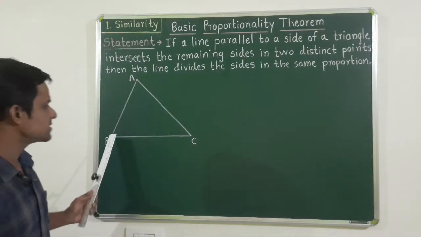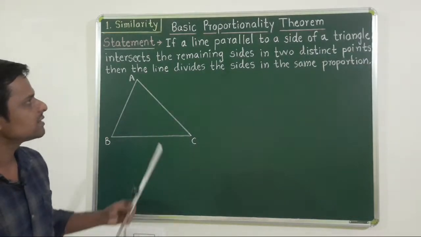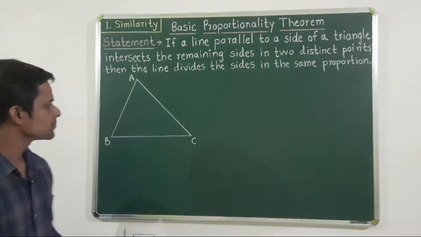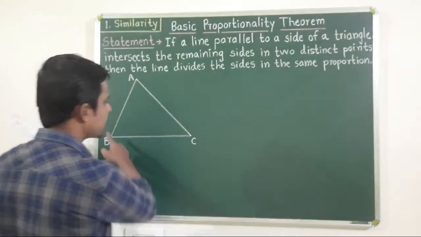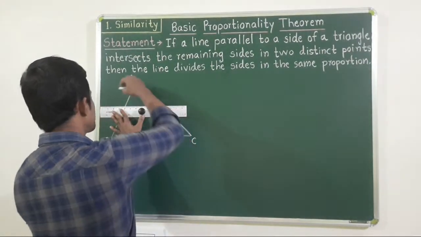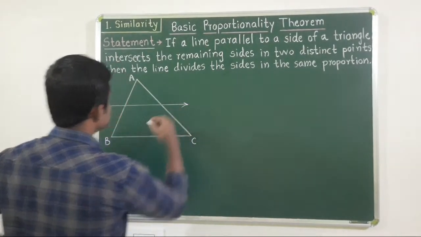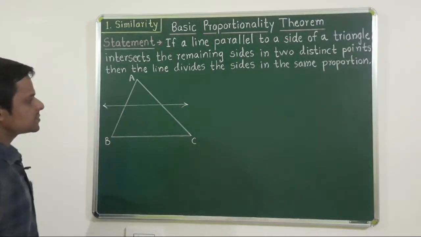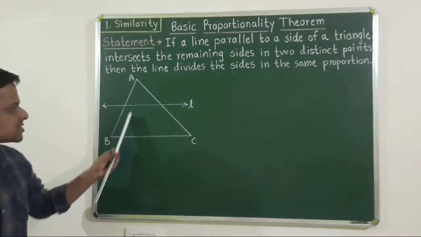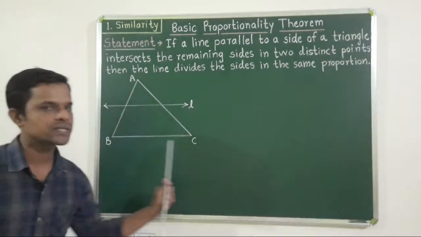Suppose we consider side BC of this triangle, and we'll draw a line which is parallel to side BC. We'll draw any line parallel to BC. Suppose line L, it is like this, and it is parallel to side BC. This is the next step of our diagram. Line L is parallel to side BC, means the distance between line L and BC is the same everywhere.